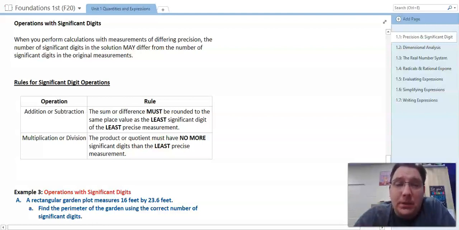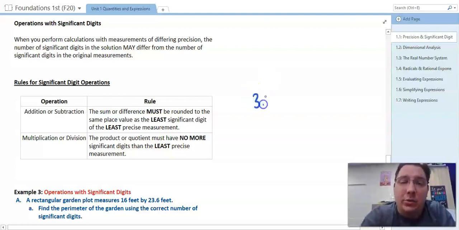And so here's the rules. For addition or subtraction, because remember subtraction is just the inverse of addition, the sum or difference must be rounded to the same place value as the least significant digit of the least precise measurement. Okay, and so let's talk about what that means.